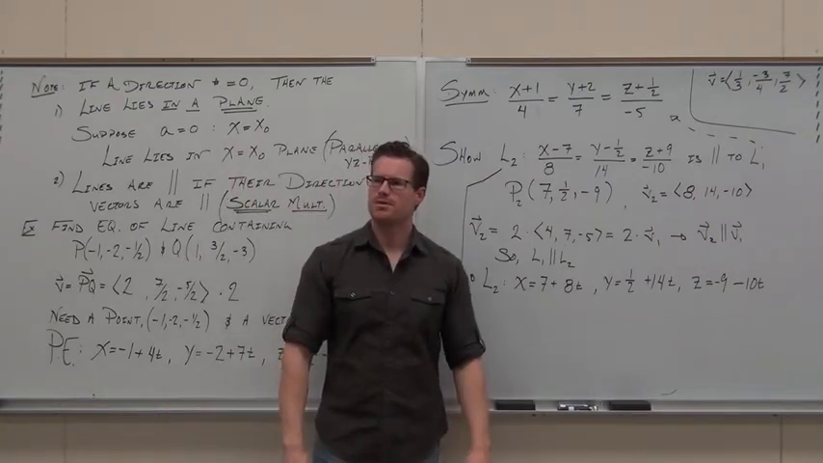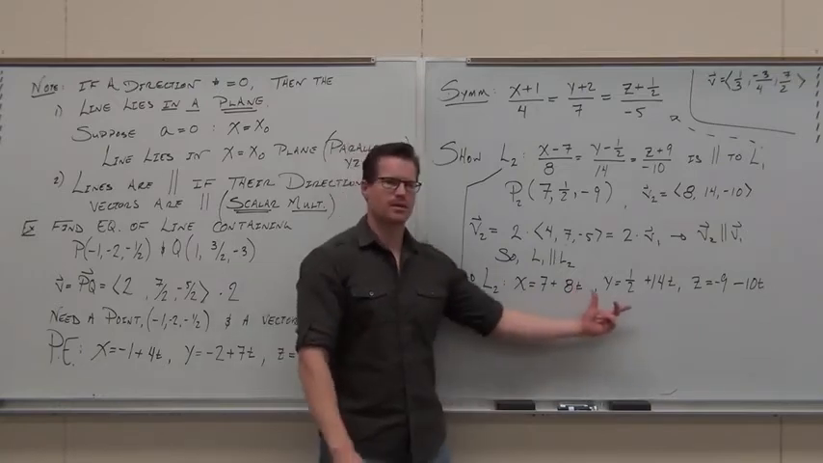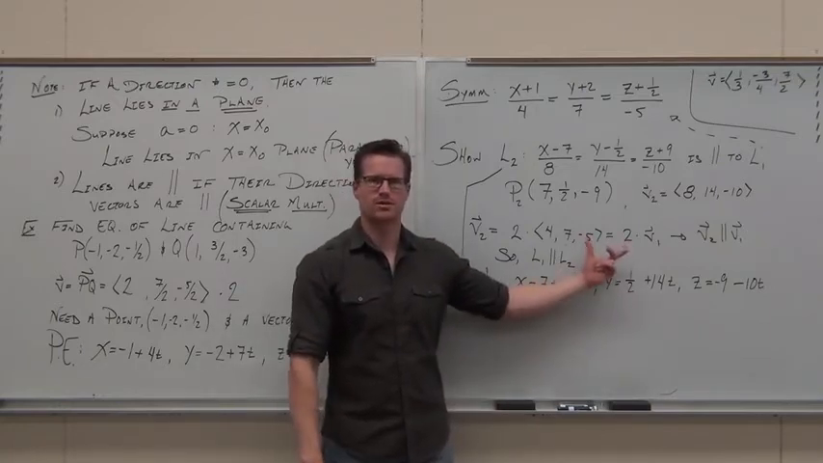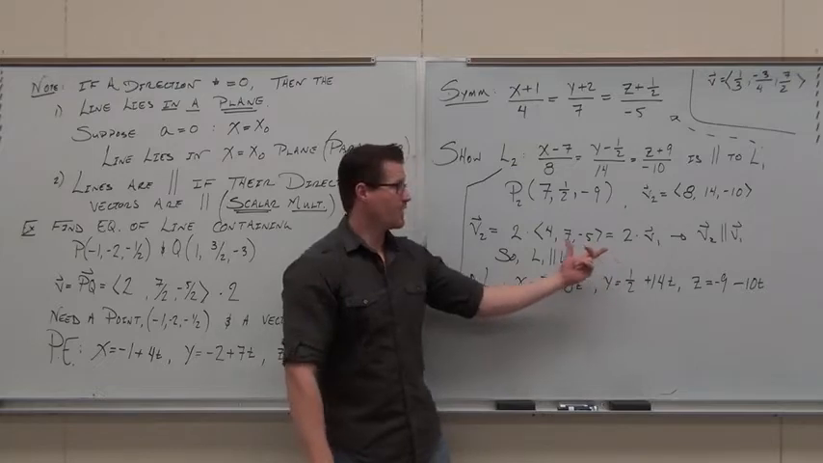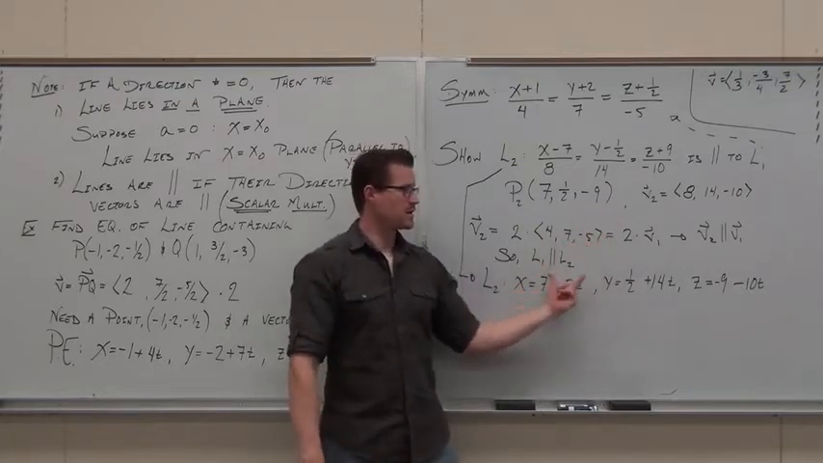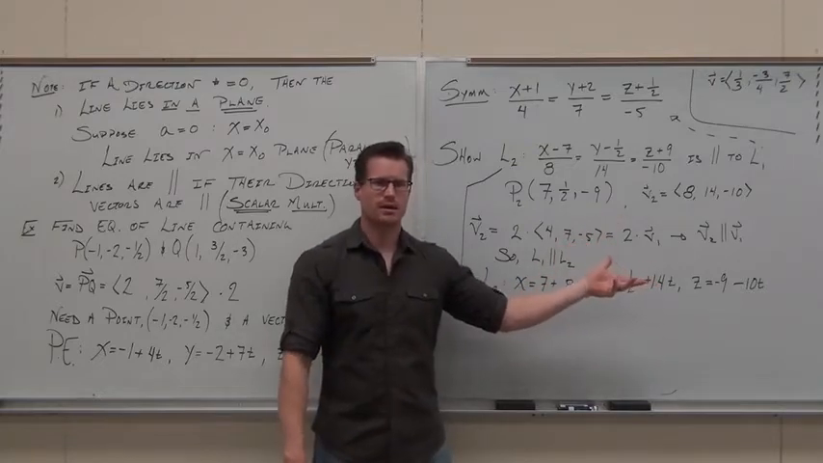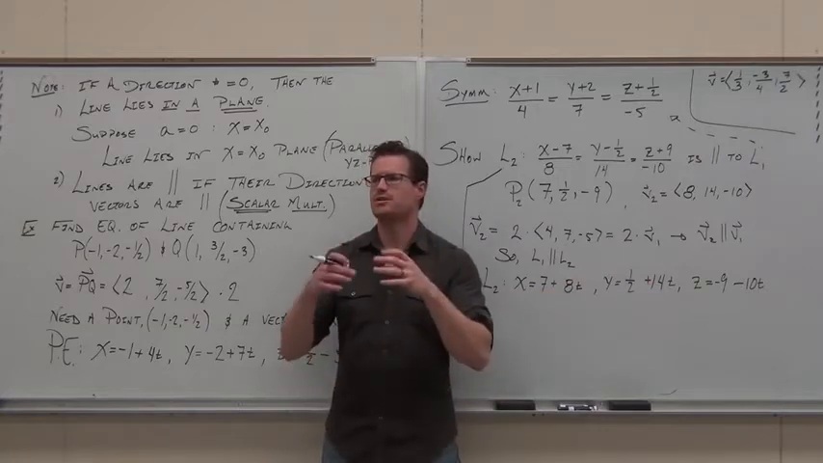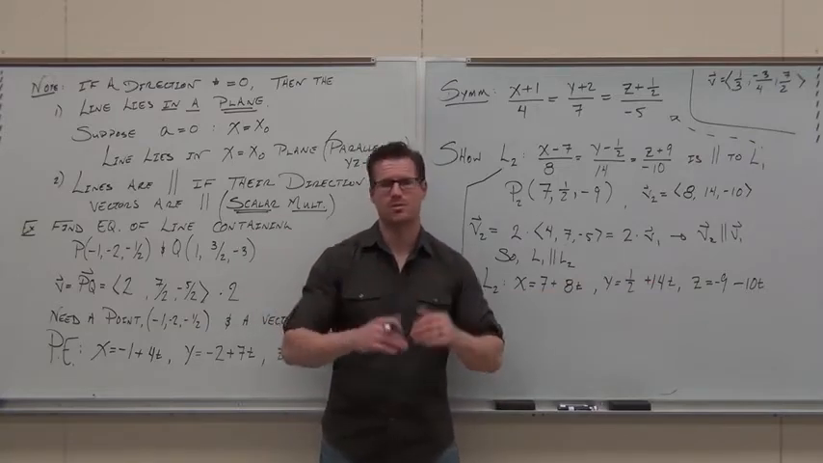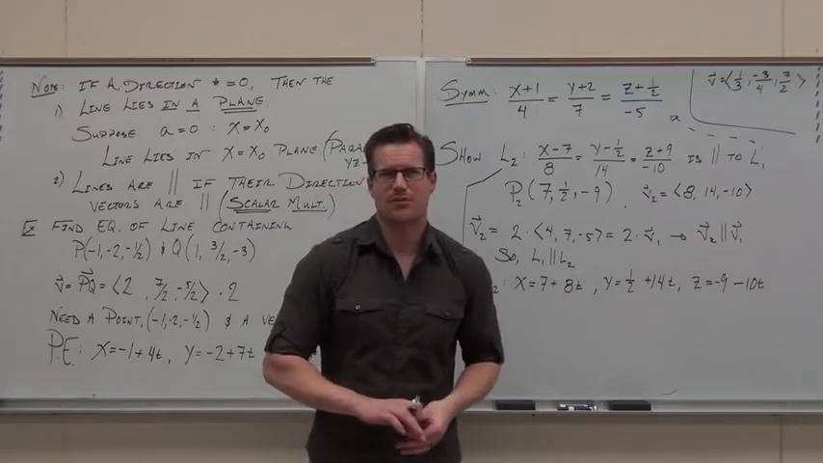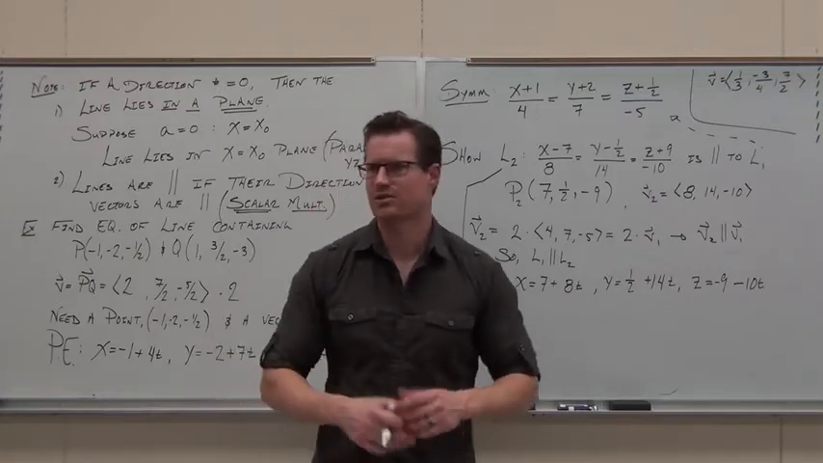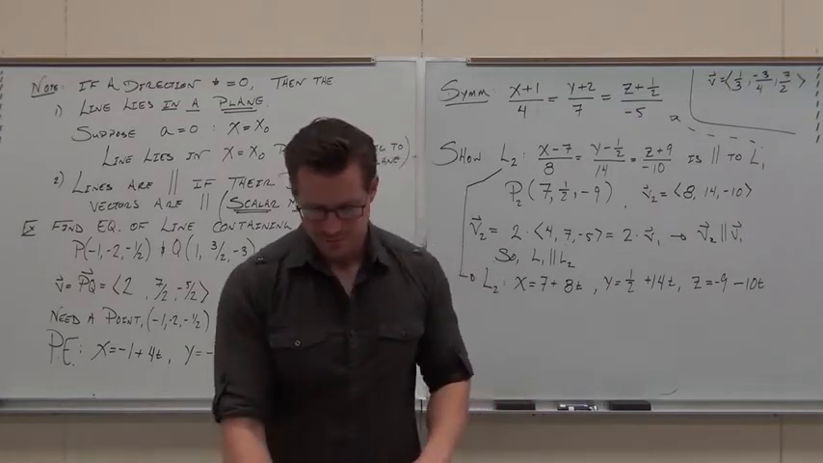Are you sometimes going to get different looking lines based on the direction vector that you're using? If I chose to use this vector right here, I'd have a different looking line. Even though it's the same line, because the direction vector scalar multiple is still parallel, still through the same point, we can get different looking stuff. If we always simplify our direction vectors, then we get the same stuff.